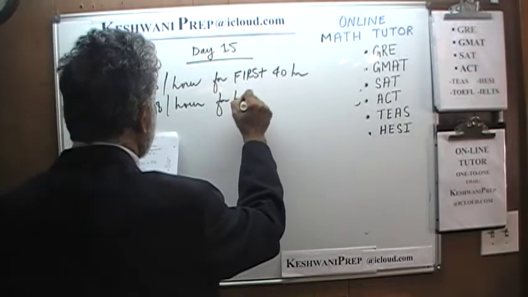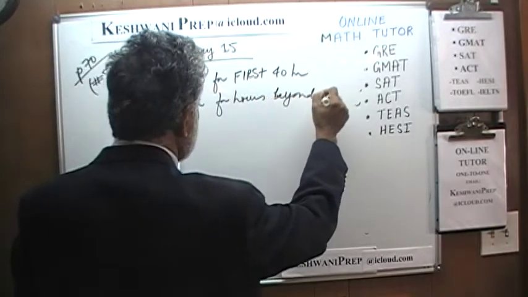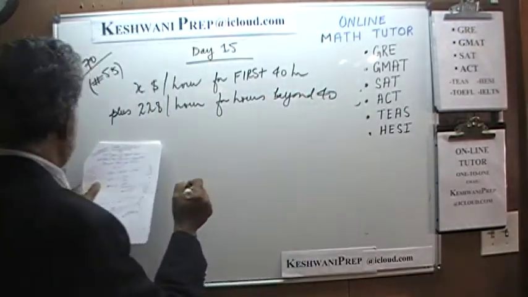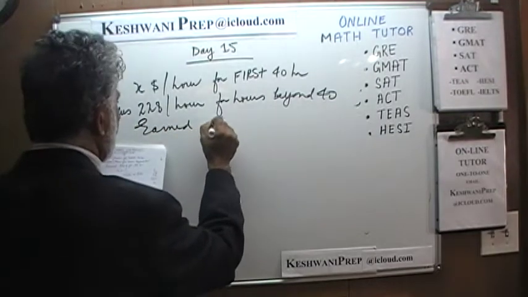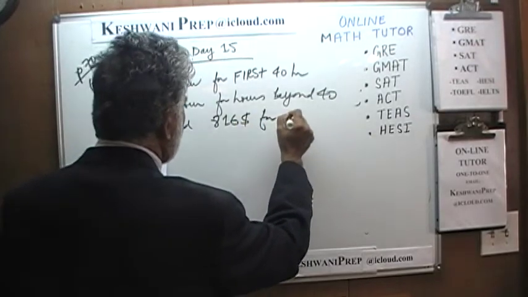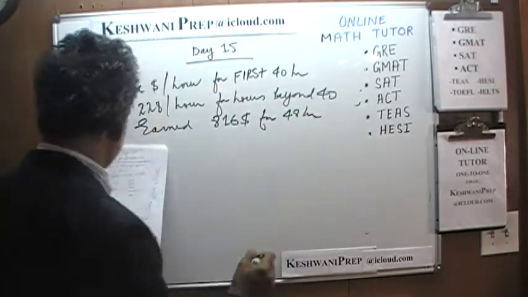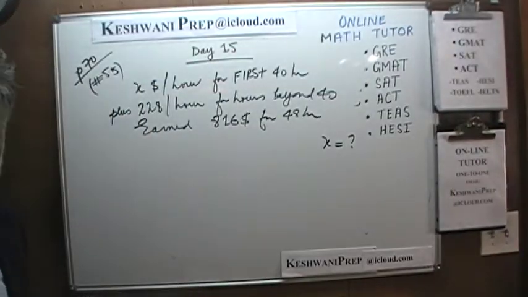for hours beyond 40. We are told that we earned $816 for 48 hours. The question simply is, how much is X? How much did we get paid per hour for the first 40 hours? Let's find out, shall we?